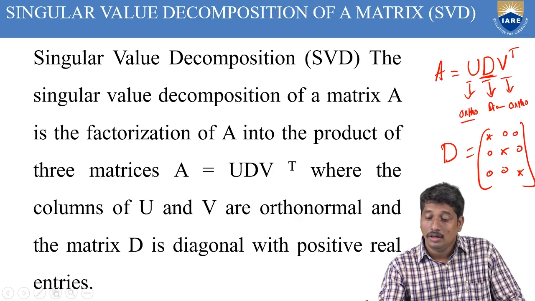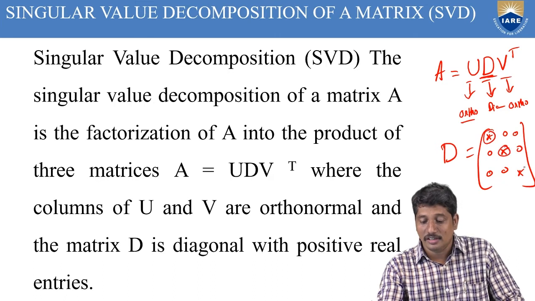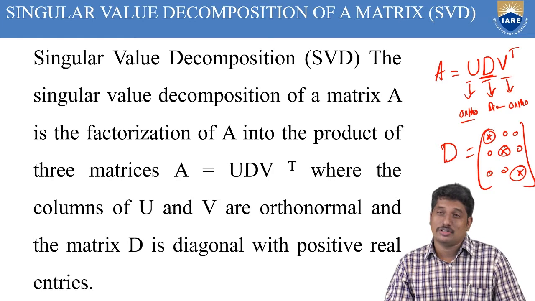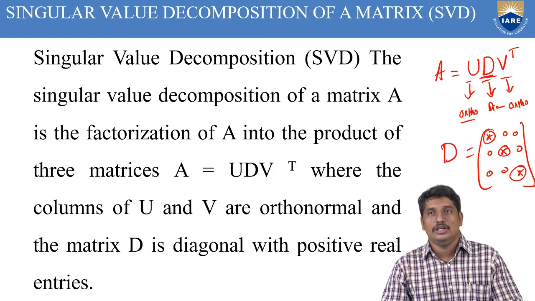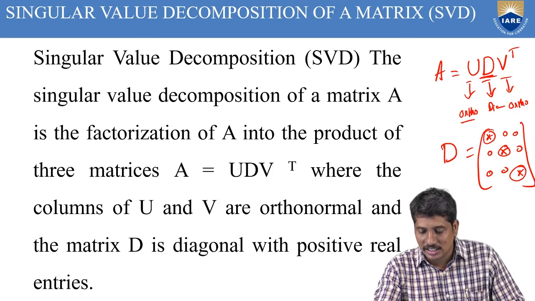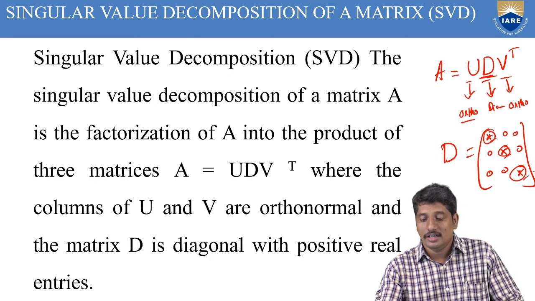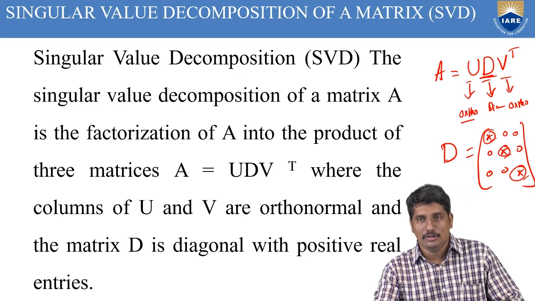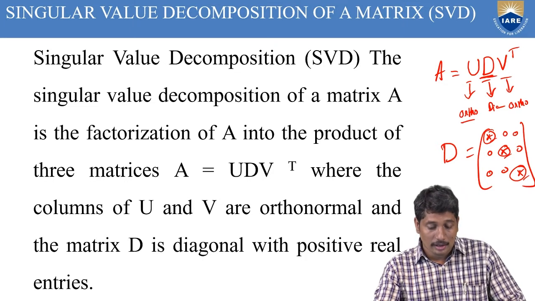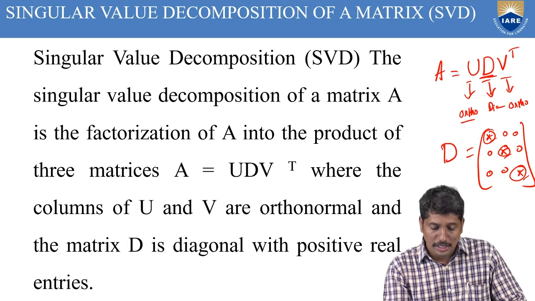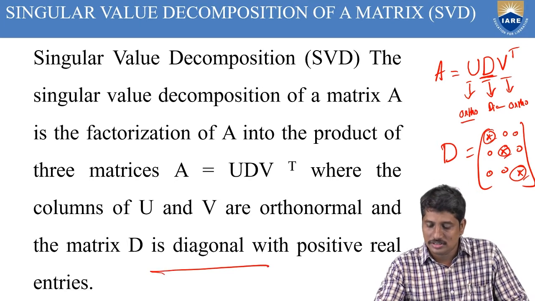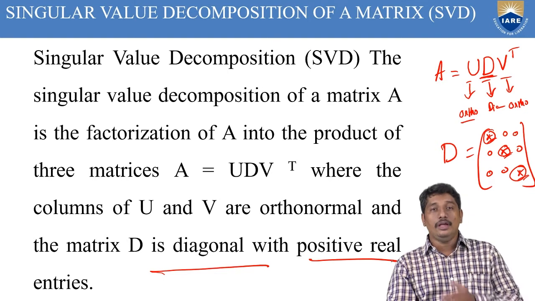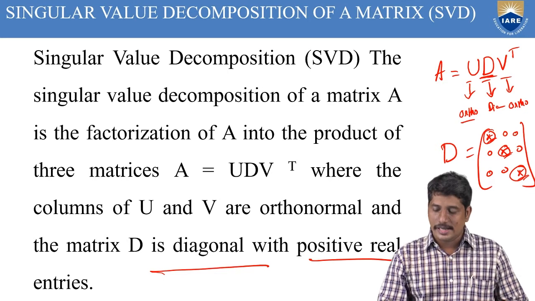If it is 3 by 3, these entries are called singular values, and hence the decomposition is called singular value decomposition. The name comes after these diagonal matrix entries, which are called singular values. Here we have to note that the diagonal entries are always positive reals. They cannot be negative, they cannot be zeros. We'll see how it happens.